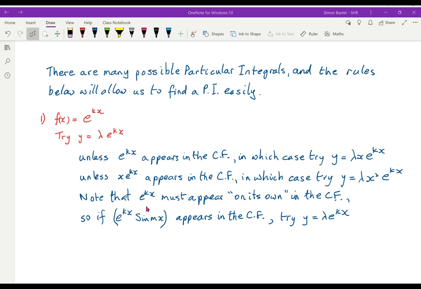This will make more sense later. e to the kx must appear on its own in the CF. If you've got something like e to the kx sine mx in the complementary function, then you still try lambda e to the kx. So don't worry too much about what's written in blue. Mostly we're going to be looking happily at the red.